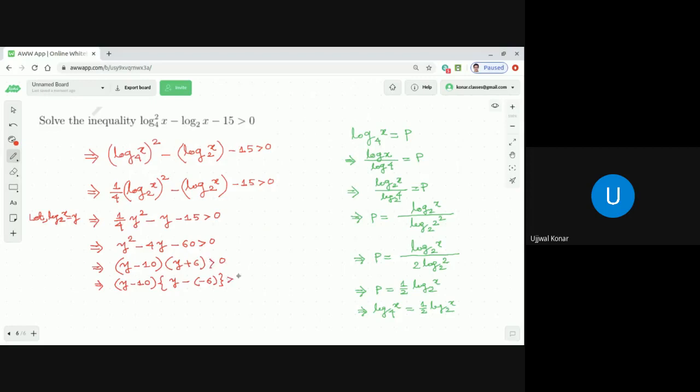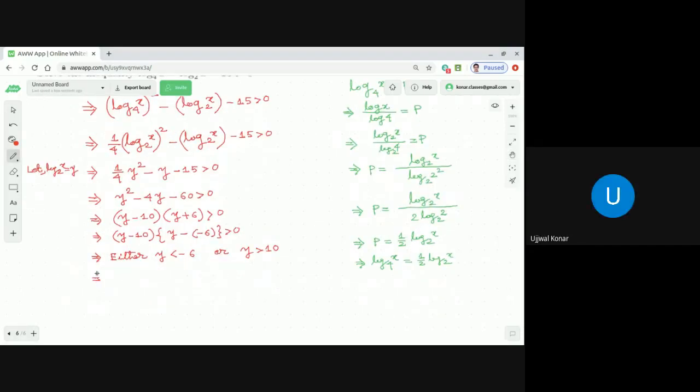Yeah, greater than 0. Now remember, x minus alpha into x minus beta greater than 0 means either x is greater than the maximum of alpha and beta, or x is less than the minimum of alpha and beta. So here alpha and beta are respectively 10 and minus 6. So this implies either y is less than minus 6 or y is greater than 10. Correct or not, dear students? Correct.